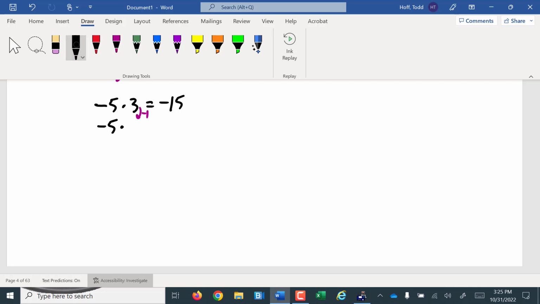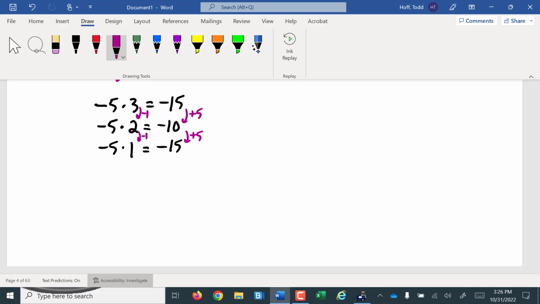What's 3 minus 1? 2. Yep. So negative 5 times 2 is negative 10. So we look what happened out here. We reduced that by 1. This went up by 5. So negative 5 times, if I reduce this by 1 again, what would I get? 2 minus 1? 1. Negative 5 times 1 is negative 5. Well, this went up by 5 again. So the pattern seems to work.